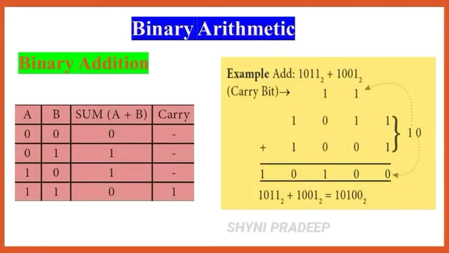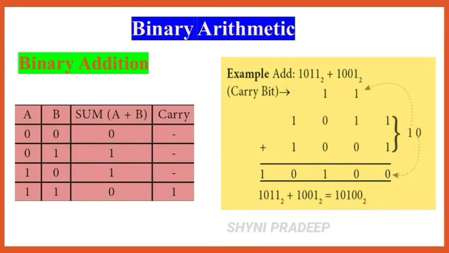A, B are the inputs and some carry. 0 plus 0 is 0, carry bit no. 0 plus 1 is 1, carry bit no. 1 plus 0 is 1, carry bit no. 1 plus 1 means what? Sum is 0, carry bit is 1.